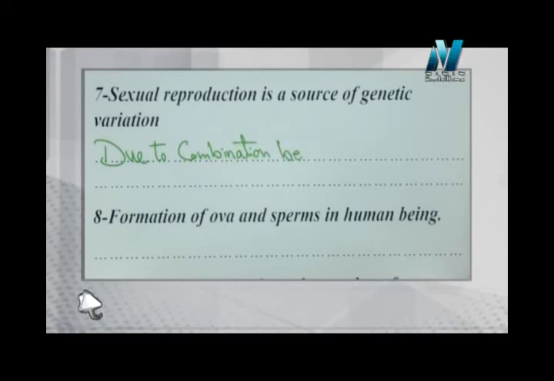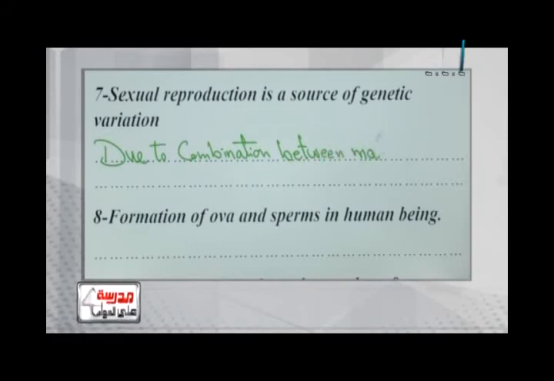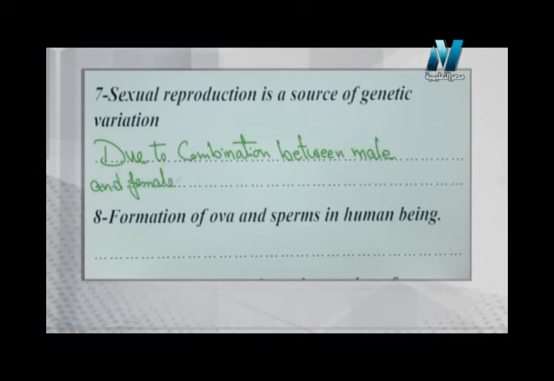between male and female gametes to form zygotes. طبعا هنا ال sexual reproduction depends on two parents.